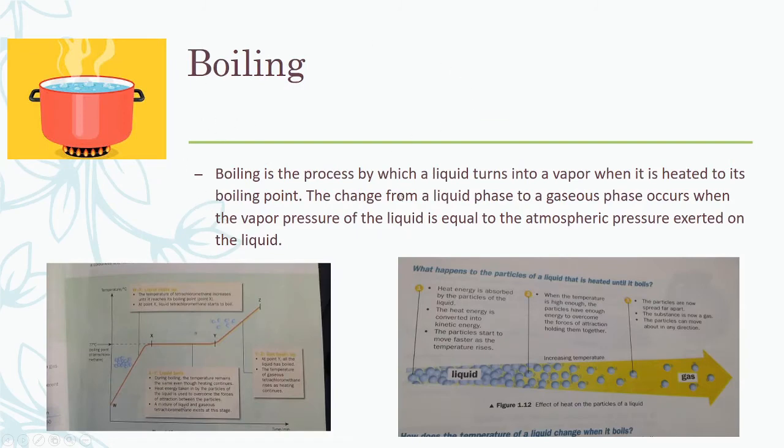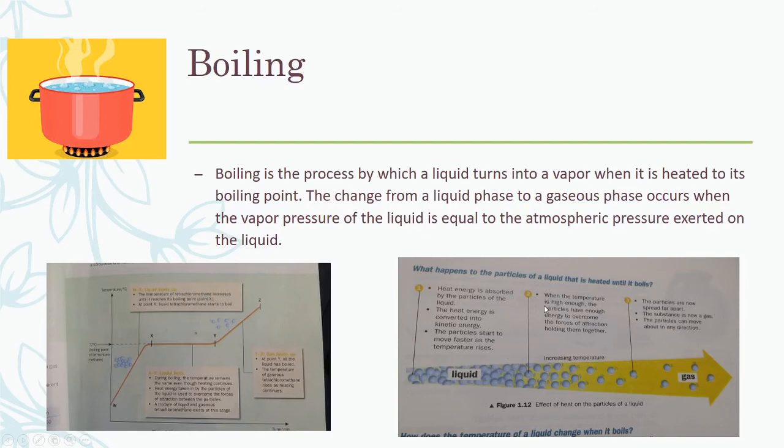Boiling is the process by which a liquid turns into a vapor when it is heated to its boiling point. The change from a liquid phase to a gaseous phase occurs when the vapor pressure of the liquid is equal to the atmospheric pressure exerted on the liquid. Now, this is the same. Heat energy is absorbed by the particles of the liquid. The energy is converted into kinetic energy. The particles start to move faster as the temperature rises.